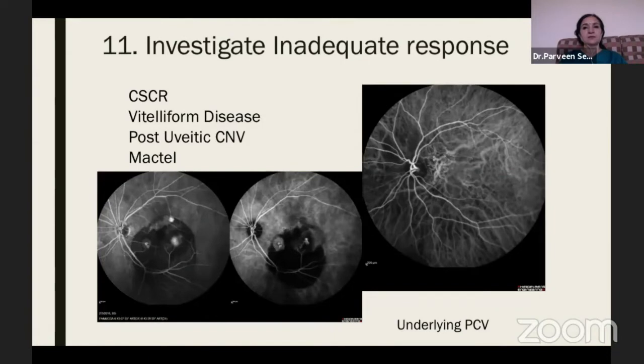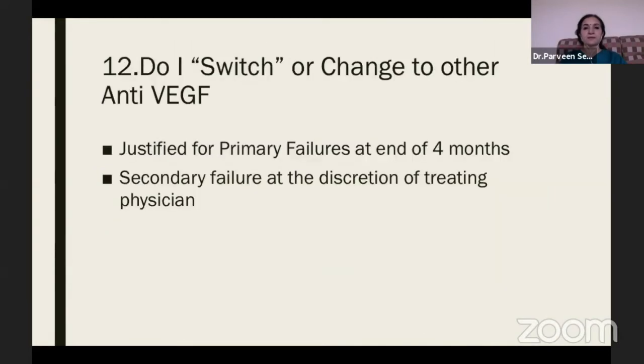Once you see that there is inadequate response, I think this is the time to reevaluate and usually look for any other cause. Most commonly, it is sometimes PCV, in which you need ICG to establish your diagnosis. Other common causes which could masquerade as neovascular AMD include CNV because of CSCR, vitelliform disease, post-uveitic CNV, or MACTEL.